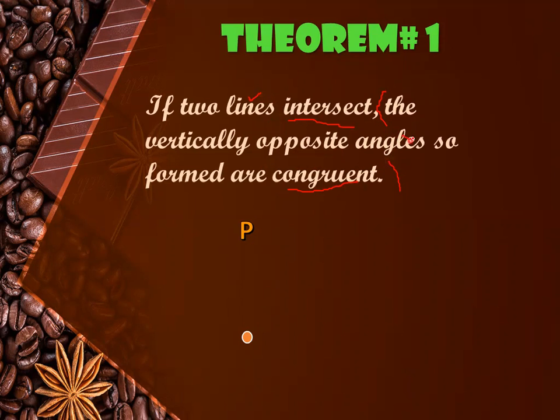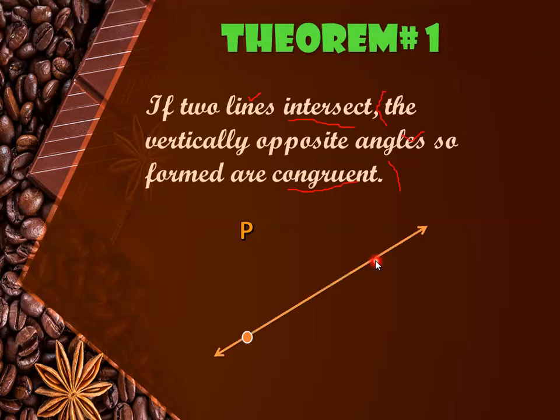Okay, this is their conclusion. So what you have to do, you have to prove this conclusion, means you have to prove that the vertically opposite angles formed after the intersection of two lines will be congruent. Okay, so you have to prove this second statement. So for this you should know the figure. So this is the figure.